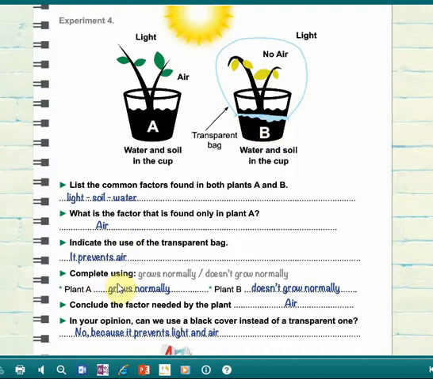Then we are going to complete using grows normally and doesn't grow normally. We can say that plant A, which we see is green, grows normally, however plant B doesn't grow normally. From this experiment we can conclude that the factor needed by the plant to stay alive is air.